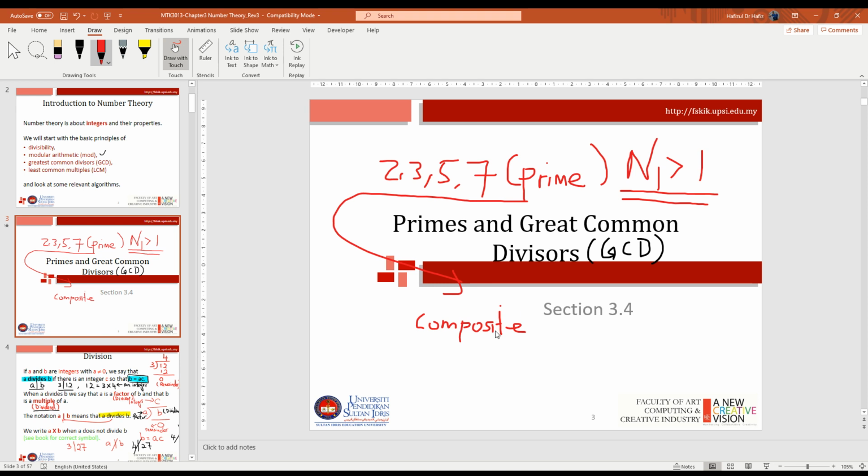For example, 5 is a prime number because the only ways of writing 5 are 1 multiplied by 5 and 5 multiplied by 1. So far, do you have any questions?